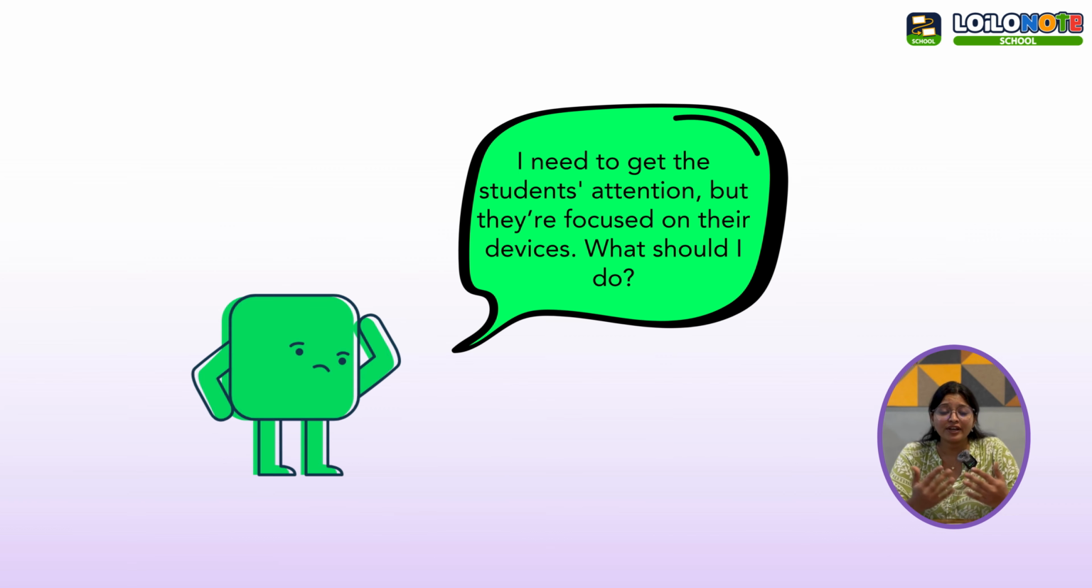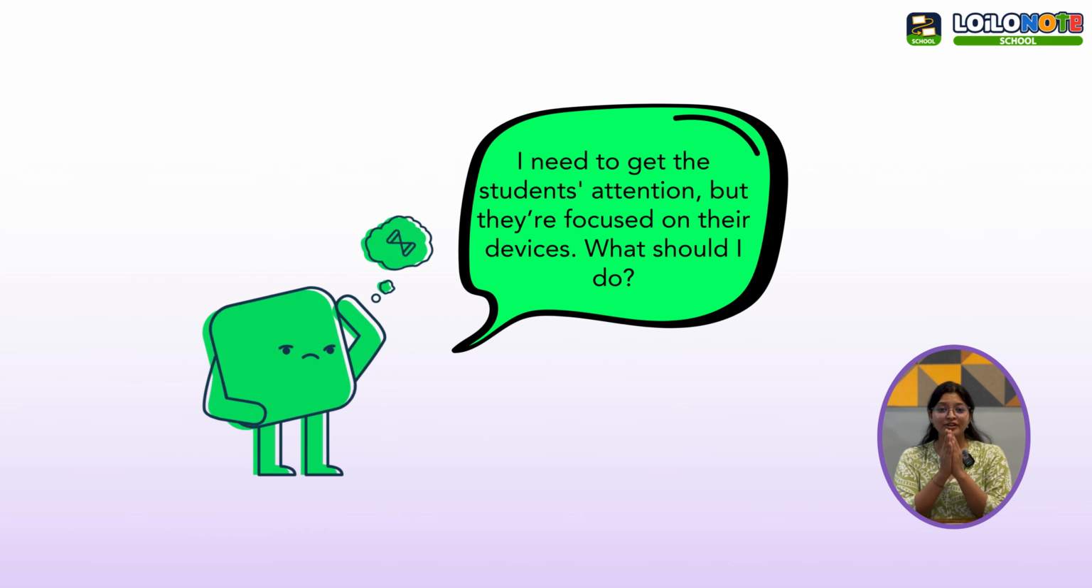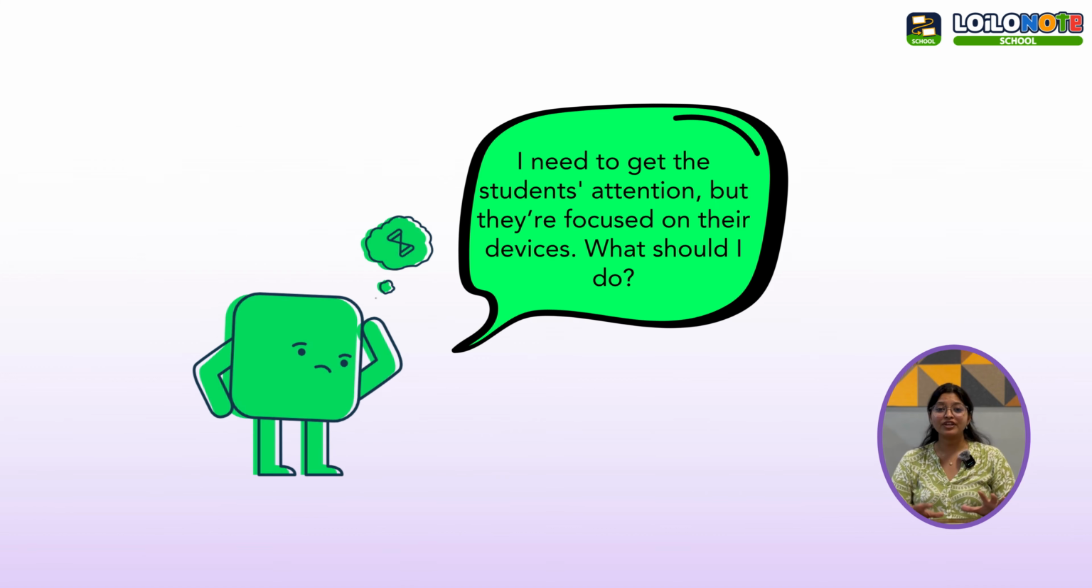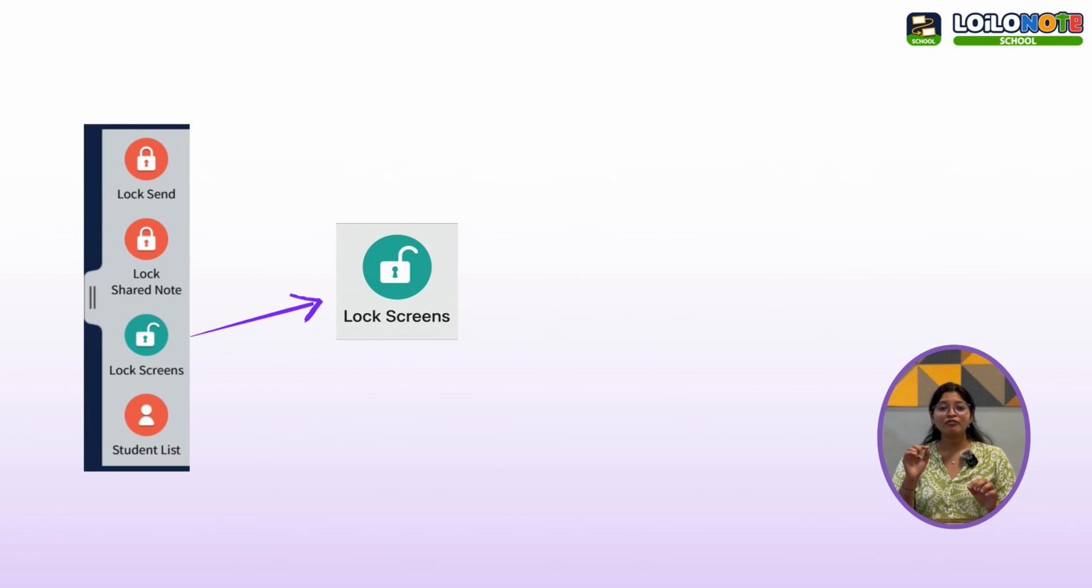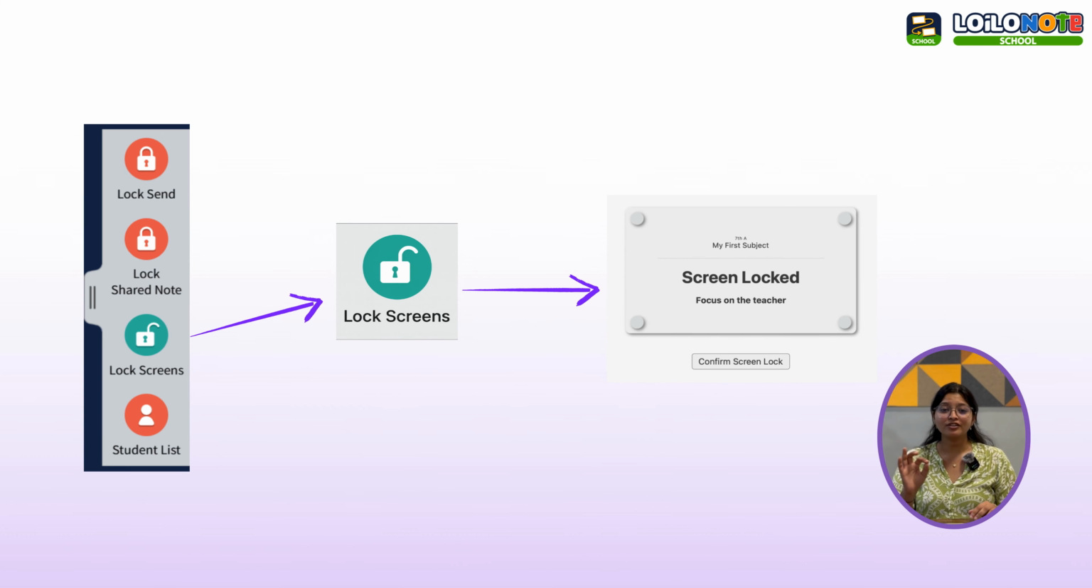But what if I need the attention of all the students in the middle of their activity? What should I do? So here, as we saw earlier, we have a feature called lock screen. With one click, I can lock the screen of each and every student in the classroom, and then they will have to pay attention to me. And once I'm done with my work, I can just unlock the student screen again and they can continue their work.